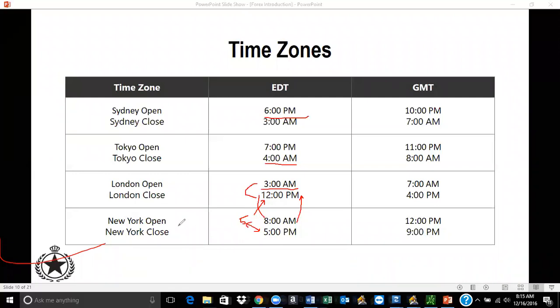If I'm trading the yen and the US dollar, all right, so know your pair, know your zone, trading zone overlays, because those are the time frames where your market is going to be most volatile. Very important to know.